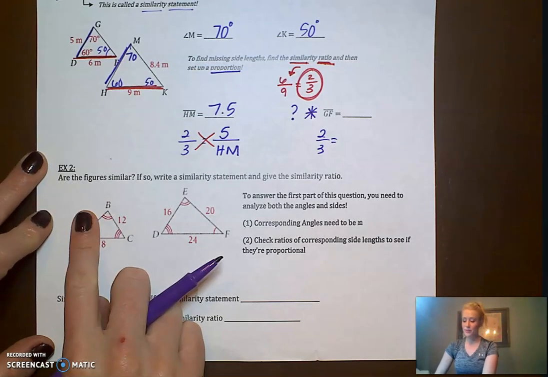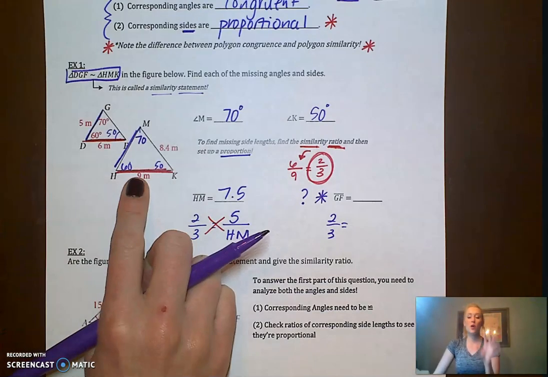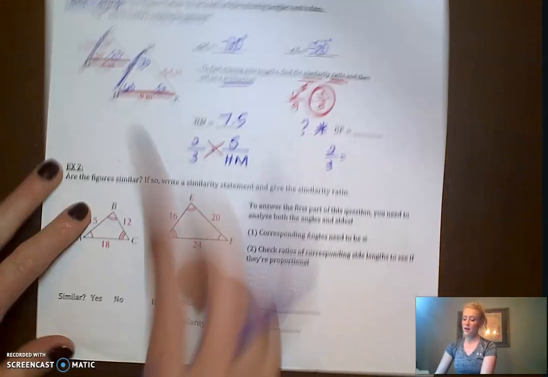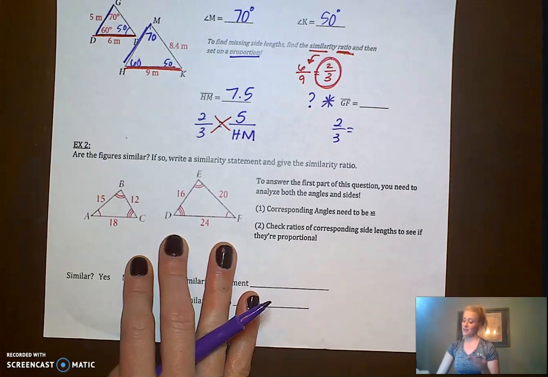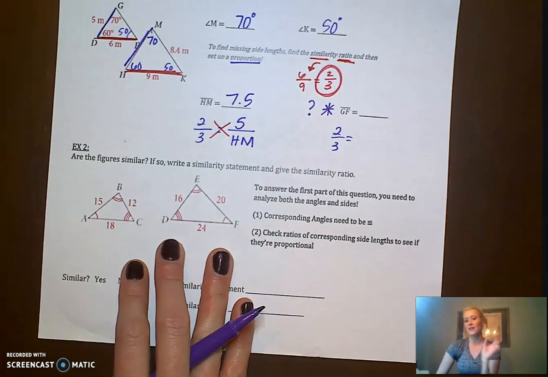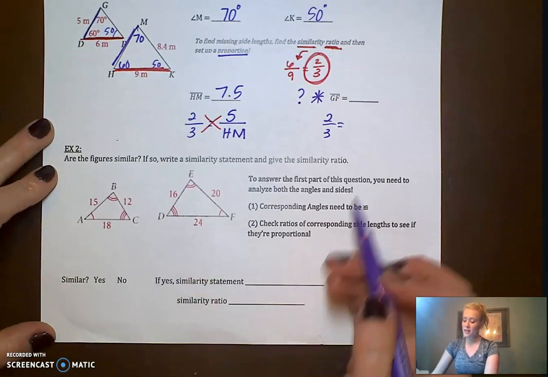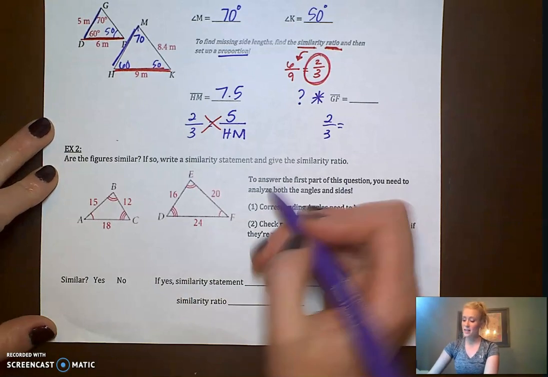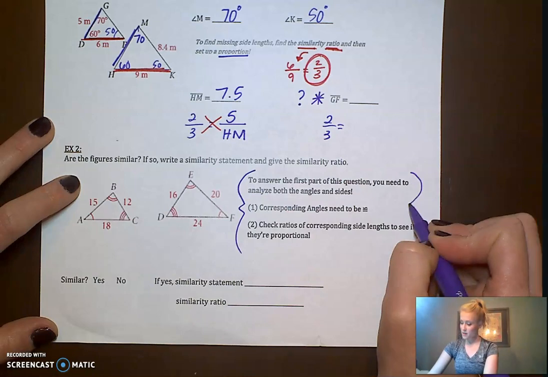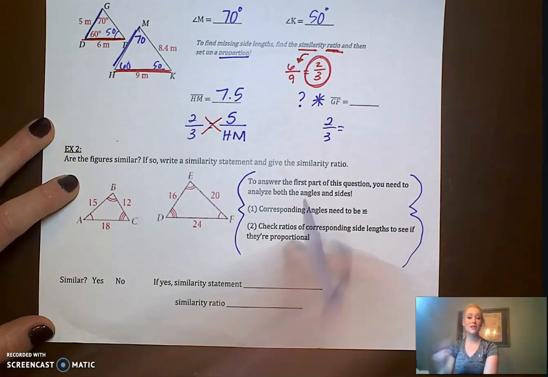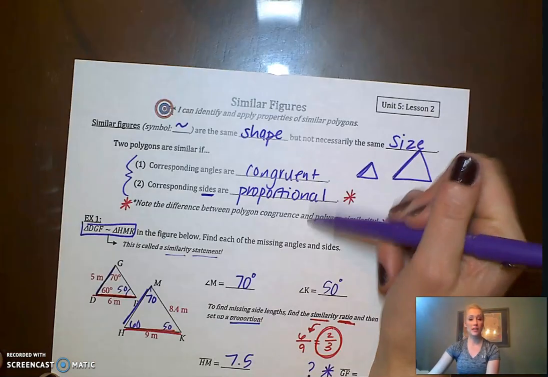Okay, on example 2, so this one they told me the shapes were similar. On example 2, they're asking me if they're similar. So same concepts, but kind of a different way to approach it. That's what I got to figure out first. To answer the first part, so kind of take note of this here. To answer the first part, I have to think about 2 things. And they're the 2 things that we talked about at the very beginning, okay?